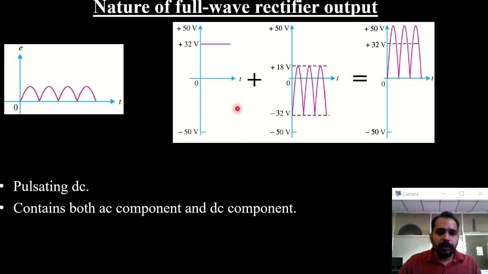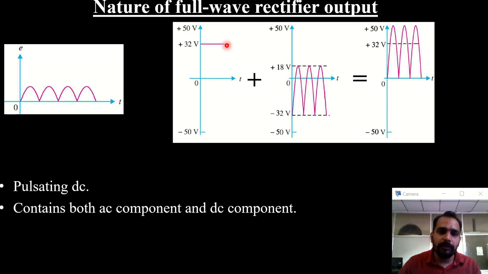The first part of this diagram is the representation of a DC voltage of plus 32 volt. It is added to a signal which varies from minus 32 volt to 0, then 0 to plus 18 volt, so it has both a positive and a negative part. So this is an AC signal, with a variation from minus 32 to plus 18 volt.